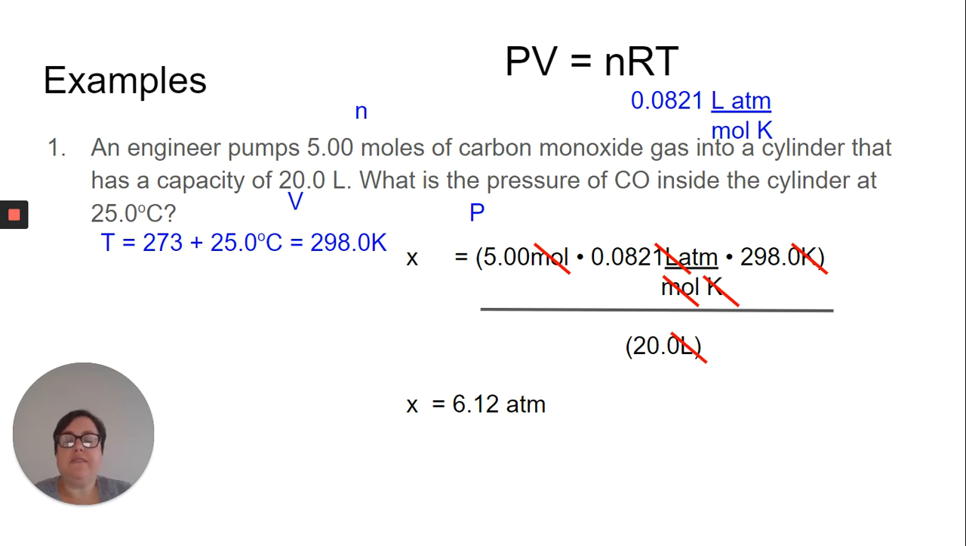And again, for significant figures, we go back to the numbers that were given to us in the problem. So 5 moles, 20 liters, 25 degrees Celsius, all of those had 3 significant figures. So our answer needs to have 3 significant figures. Let's try our second problem.